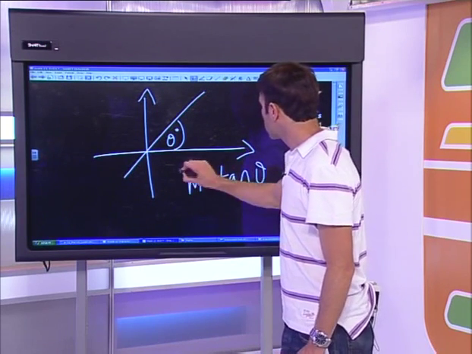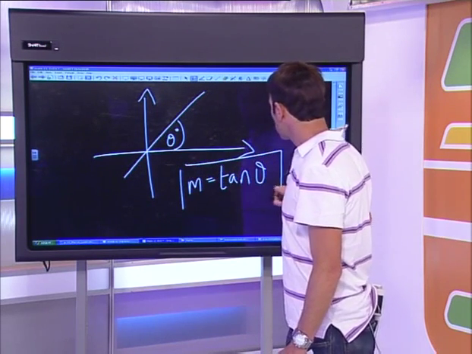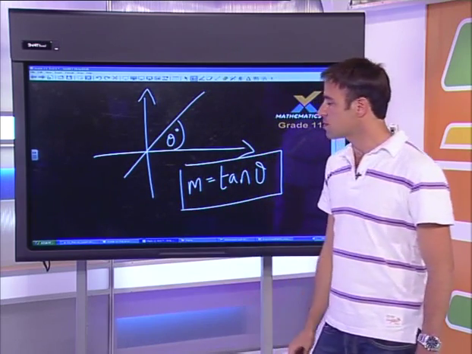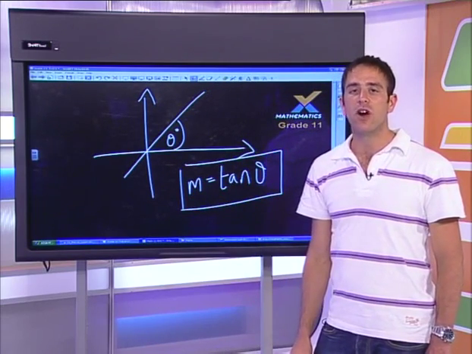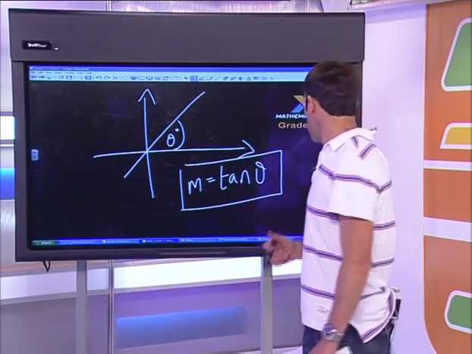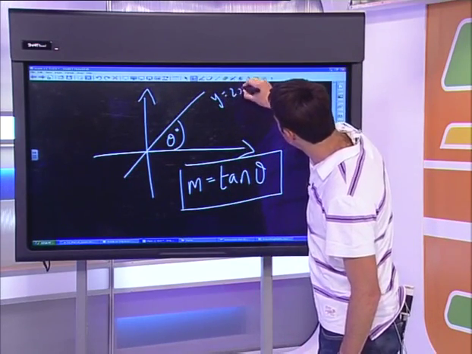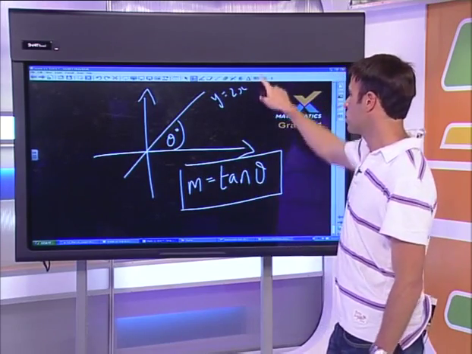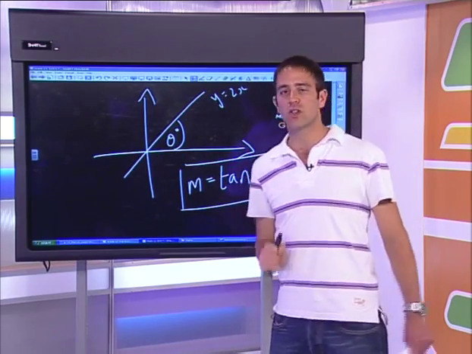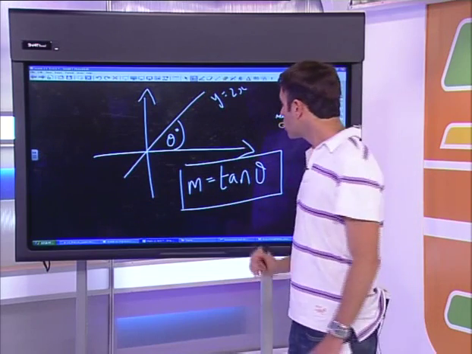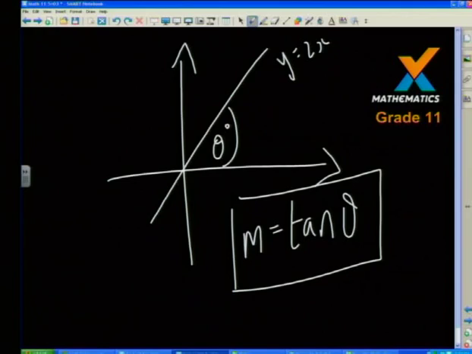That is the theory that you need to know for this section, m being the gradient of the line. Just as an example, if I tell you that this is y equals 2x, because it's got a y-intercept of 0, I'm just going to make it 2x. To work out the angle of inclination, I'm going to say 2 equals tan theta.